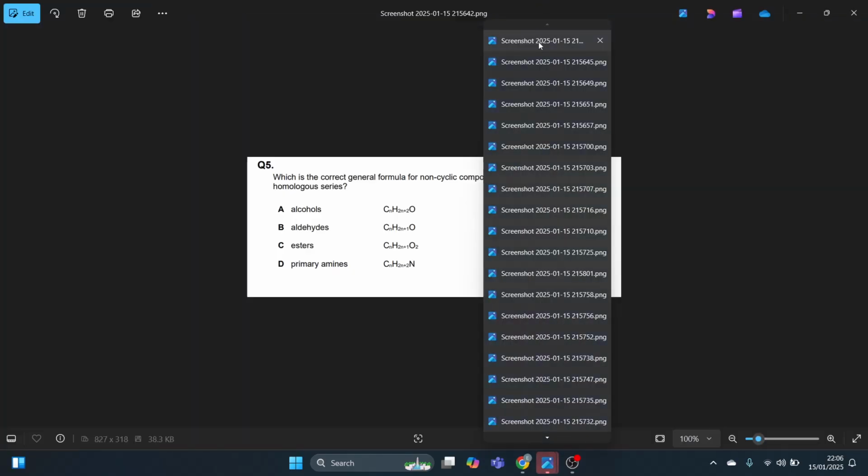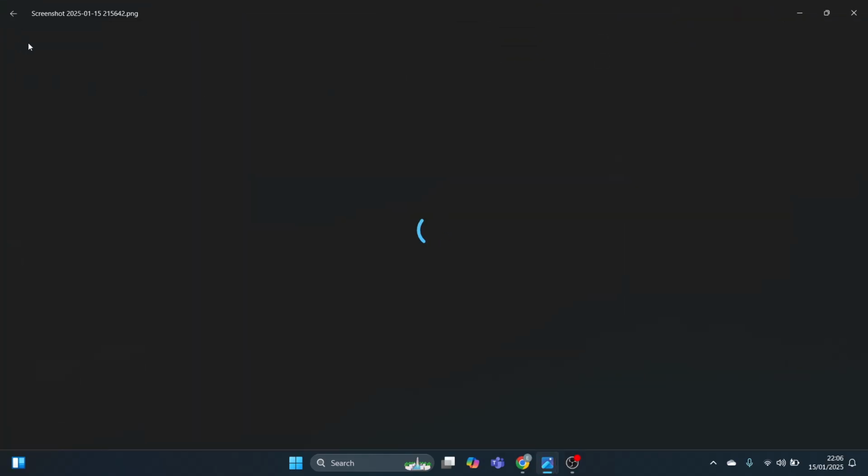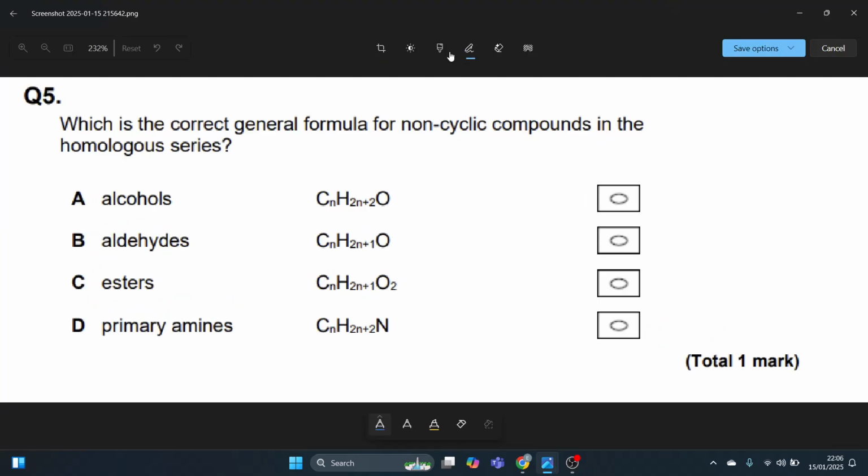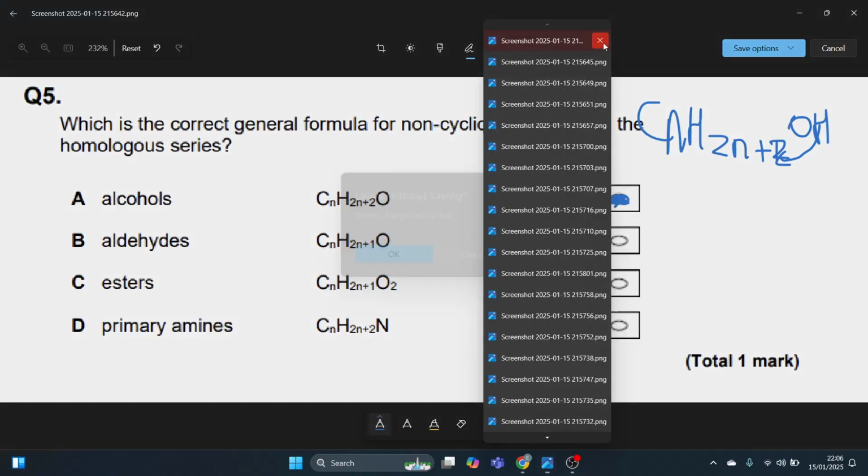Question 5. Which is the correct general formula for non-cyclic compounds in the homologous series? The answer is A, alcohols, because alcohols, obviously, is CnH2n+1OH. Learned from ages ago. I think you learn it in GCSE chemistry as well in triple. And therefore, all that they've changed is that the hydrogen goes there, so that becomes CnH2n+2O. Therefore, the answer is A.